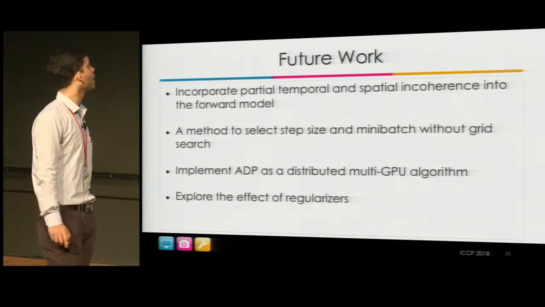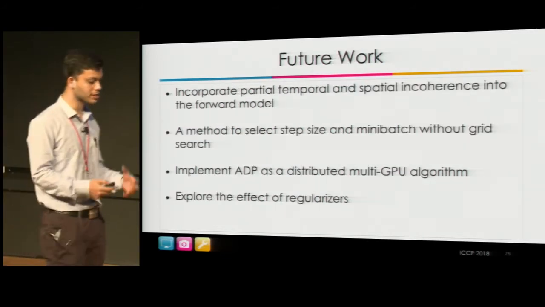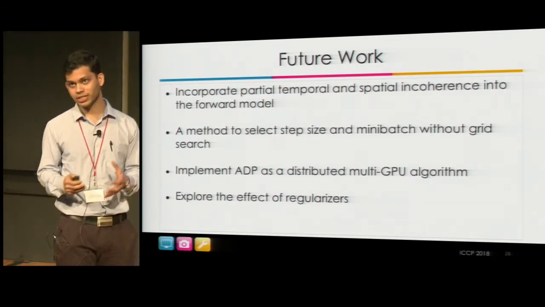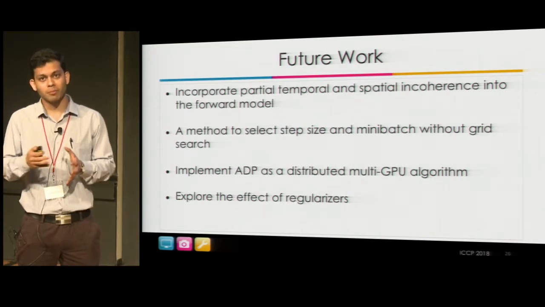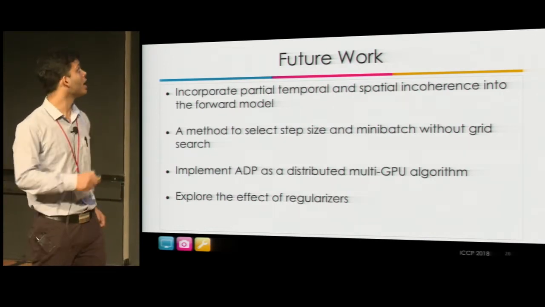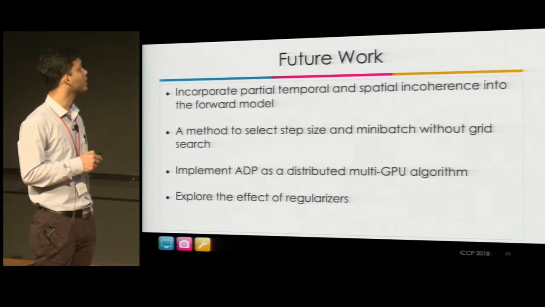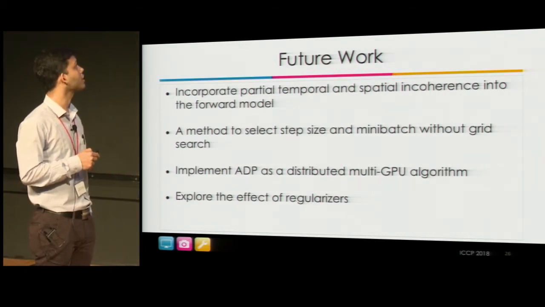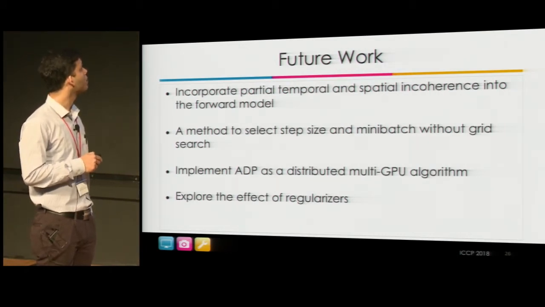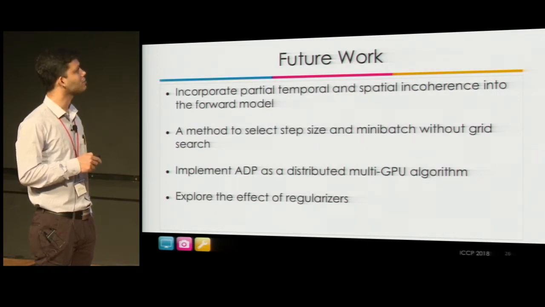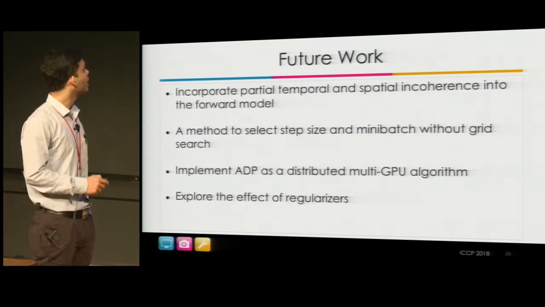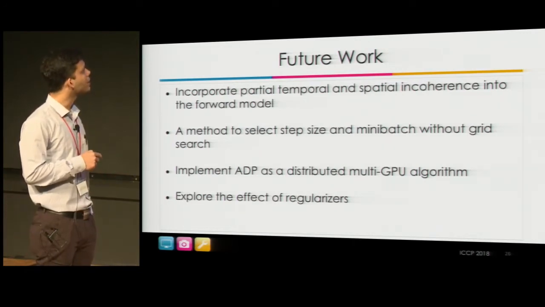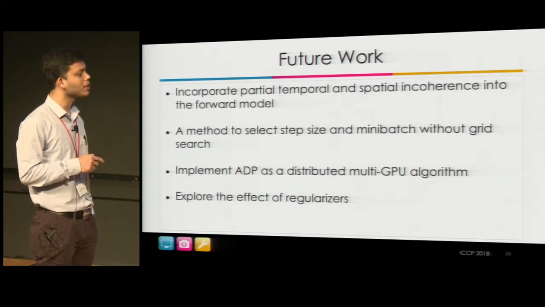As future work, since we now have this TensorFlow framework, which can calculate gradients through very, very complicated error functions, we want to model partial and spatial temporal incoherences into the forward model. We also want to come up with a way of selecting the step size and mini batch instead of hand tuning these hyperparameters for optimization.